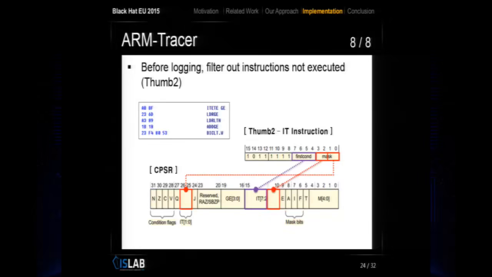And in general, the Thumb state instructions have no condition flags, but there is an exceptional case. The IT instruction of the Thumb-2 instruction set provides conditional execution.